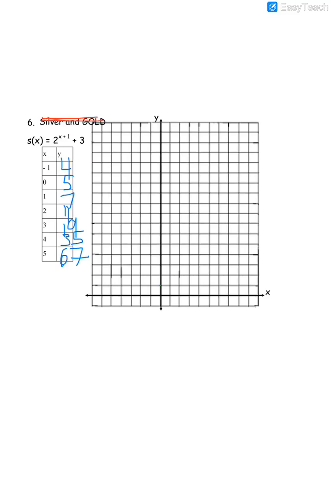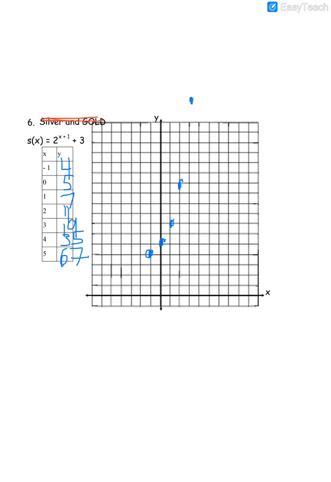So let's do -1, 0, 1, 2, 3, 4, 5, and the values 4, 5, 7, 11, and up to 19. I could put it up there.